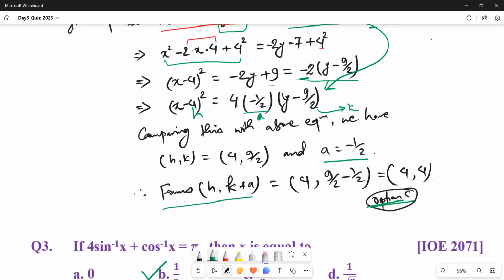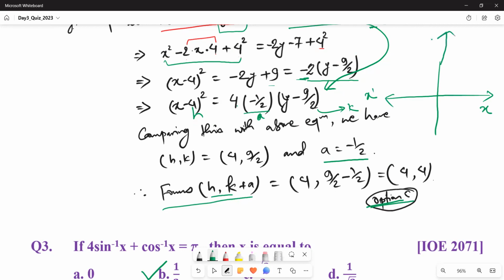You already saw in that graph that the focus will be, when we have the vertex at hk and the axis is parallel to the y axis, then we'll have to add the value of a to the y coordinate to get the focus. So in this case, a is negative. That means our graph should be like what? Concave downward. So when I have to show this specific graph on this coordinate system, the vertex is at 4 comma 9 by 2, right?